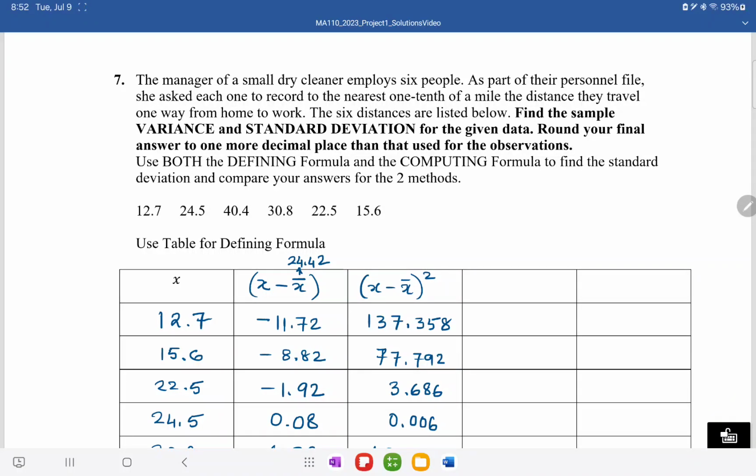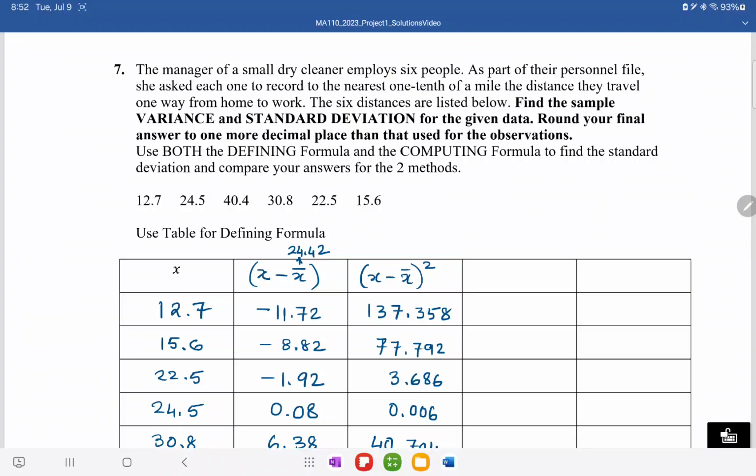Hello everyone. I'm now going to go through part 2 of the solutions for test 1 review questions. We start with variance and standard deviation in this part. Variance and standard deviation are variations of the mean, right? And they are closely related, which we will see shortly. The question is regarding the distance traveled by employees.